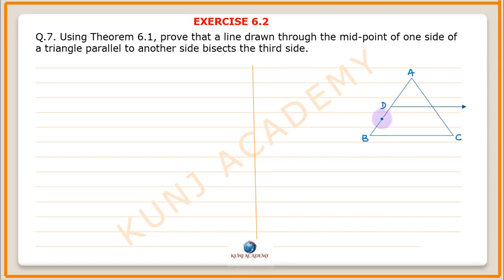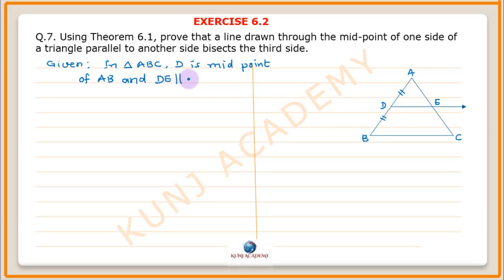D is the midpoint of AB and DE is parallel to BC. To prove: DE bisects AC.